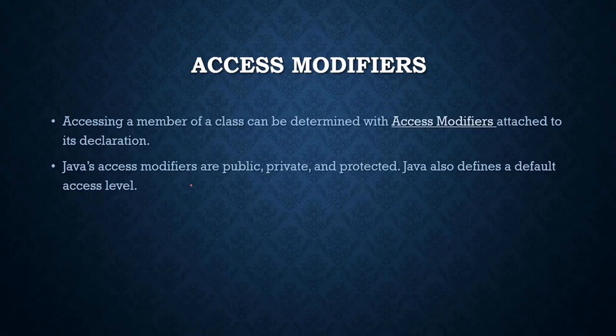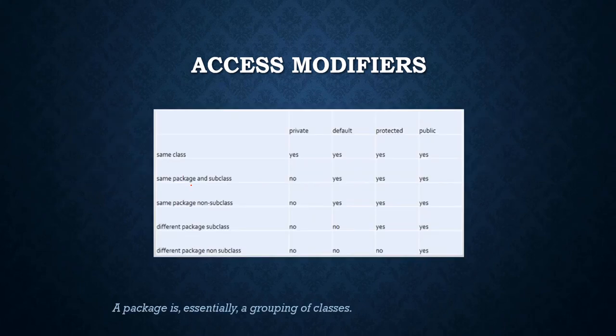Java supplies different access modifiers like public, private, and protected. It also defines the default access level. So let us understand how these access modifiers help access a member of a class. For example, if a private access modifier is attached to any declaration, either a variable or a method, it can be accessed only within the same class.